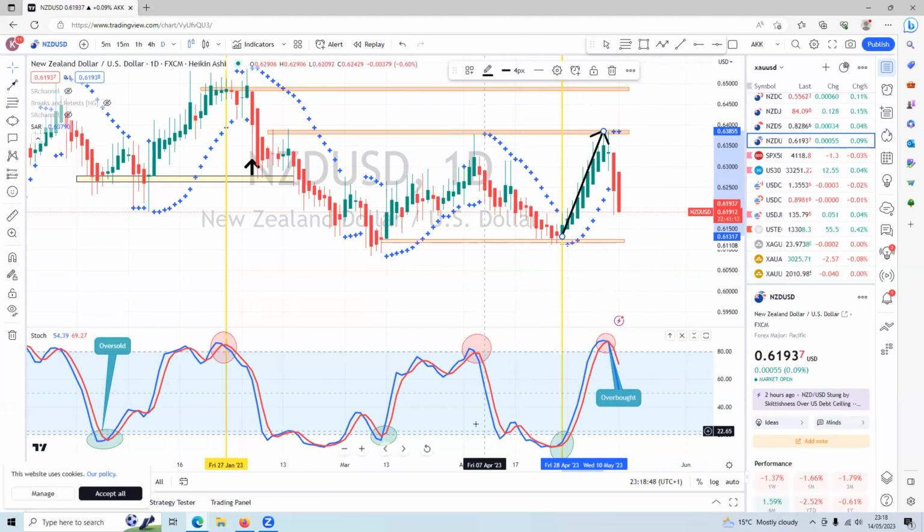You can see now the correlation between your stochastic, your parabolic SAR, and your support and resistance. We put it all together now. Your stochastic is now overbought, your SARs are pushing up, and your support and resistance right at this level is telling you there's a possibility that it came here before and it rejected.